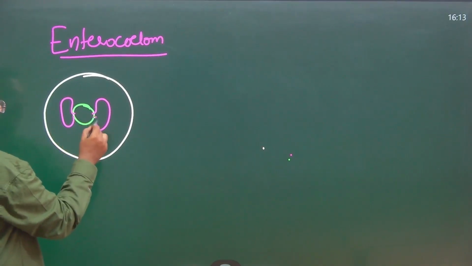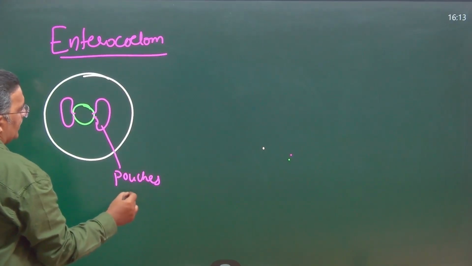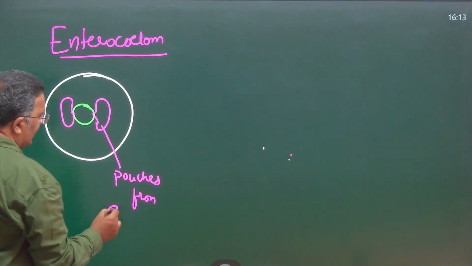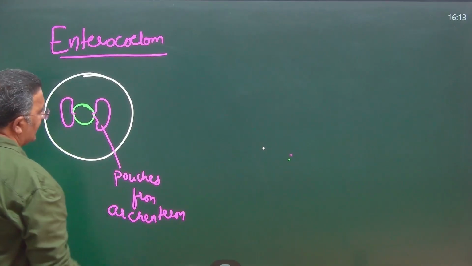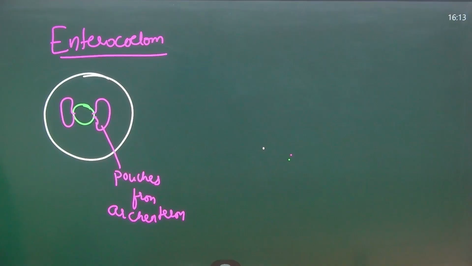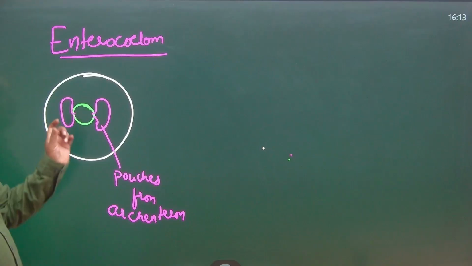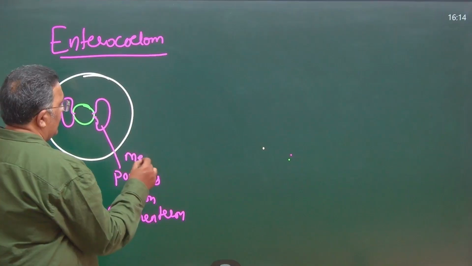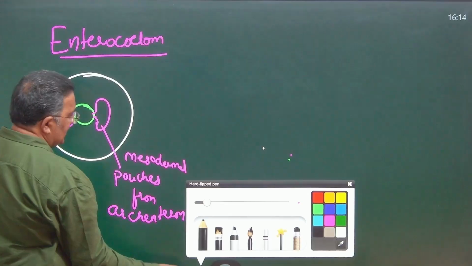Same thing will happen, but in another way. Pouches are formed. That green line is the gut, isn't it? Future gut. At present, you can say gut, future gut, archenteron. From the archenteron, mesodermal pouches are formed. Now, let us see what happens to the pouches.